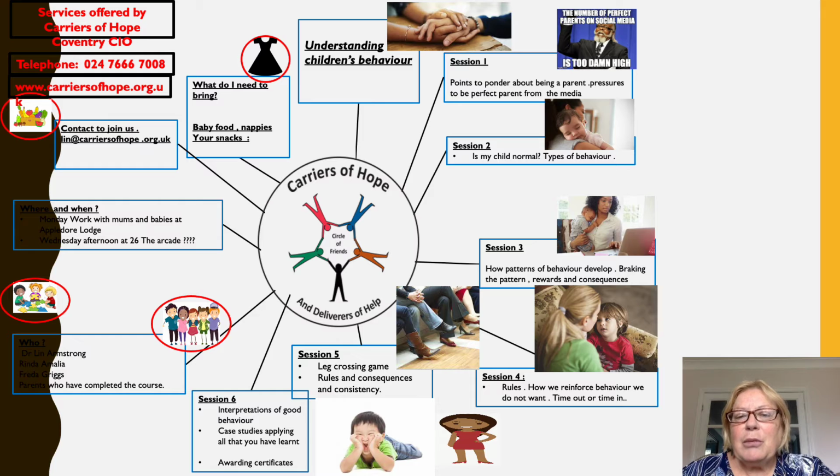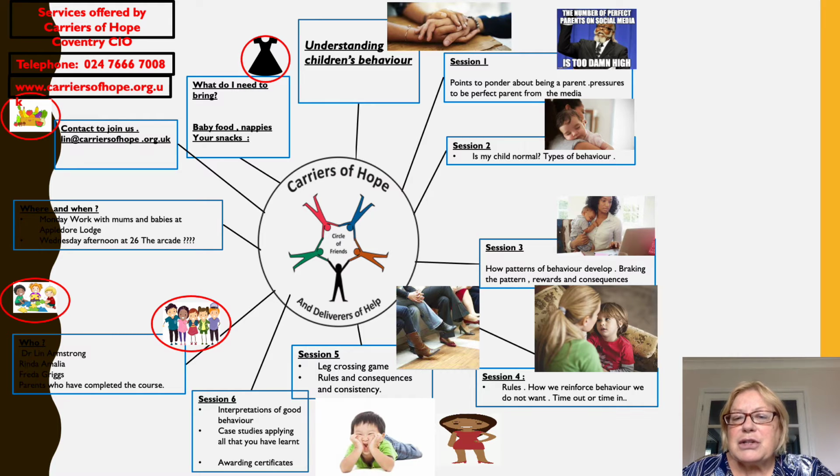By session 4, we're going to think about the rules. What rules do we like? How do we make sure those rules are reinforced all the time? And sometimes it's about I do one thing and my partner does the other. So, of course, the child can get between us.